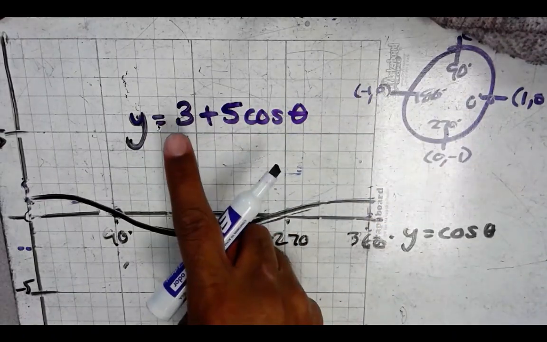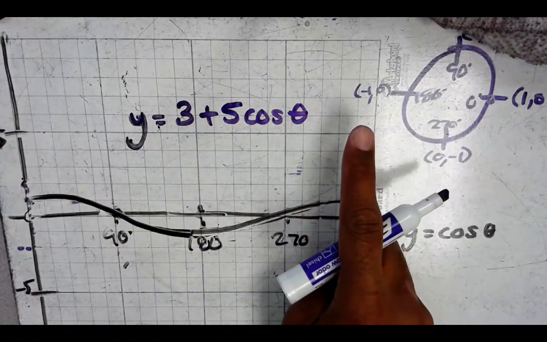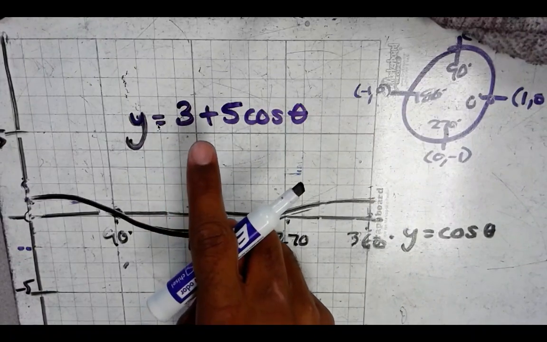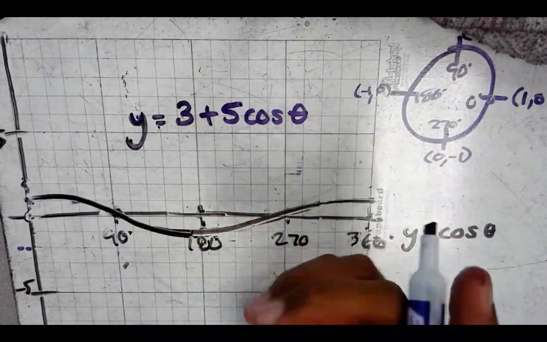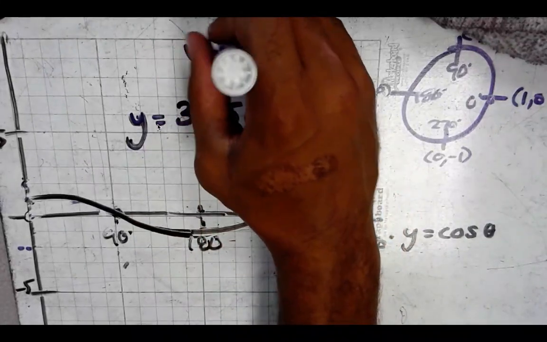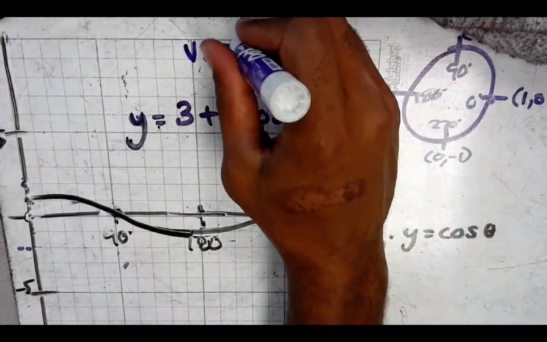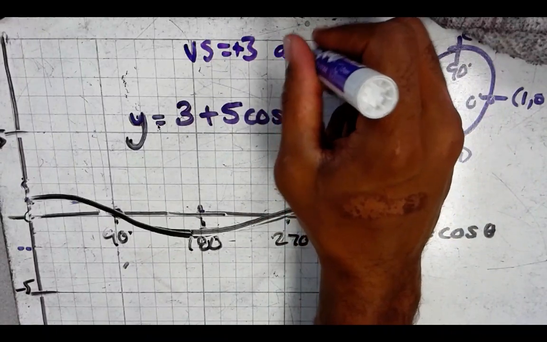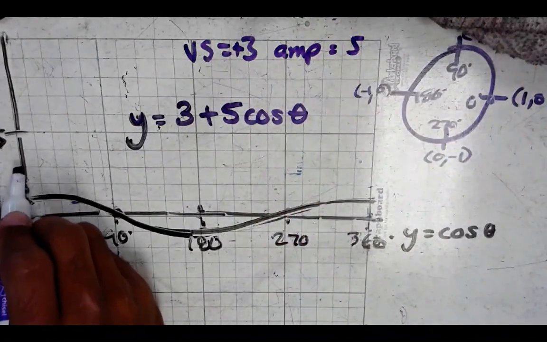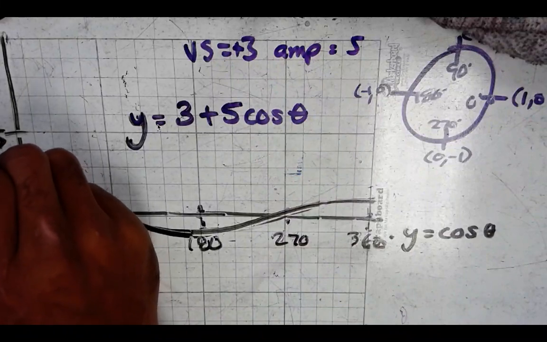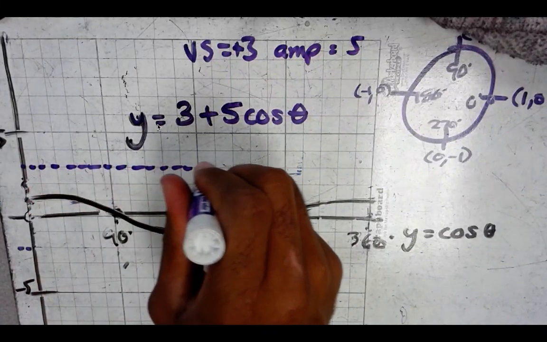Now, notice how that number's in the front, instead of in the back. I'm still adding 3, but instead of it being written behind, it's now written in the front. It's literally the same thing. So the vertical shift, in this case, is plus 3, and then the amplitude is 5. So first I'm going to graph my vertical shift. So I go up to 3.